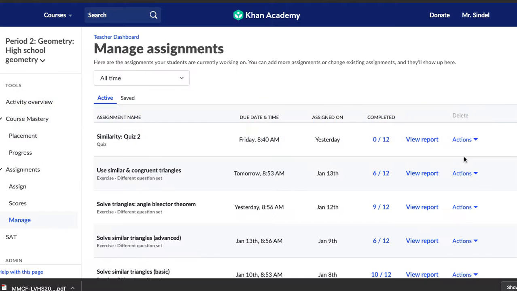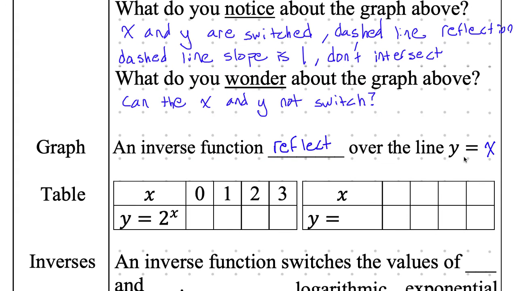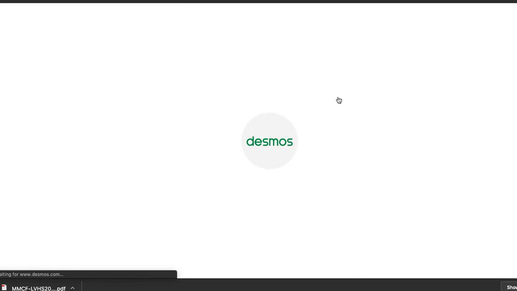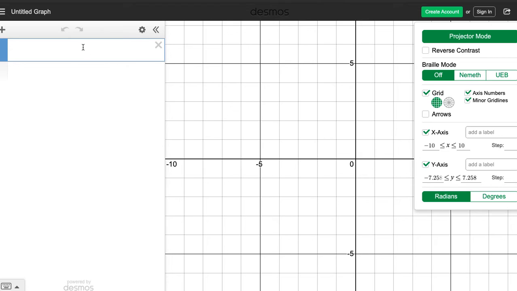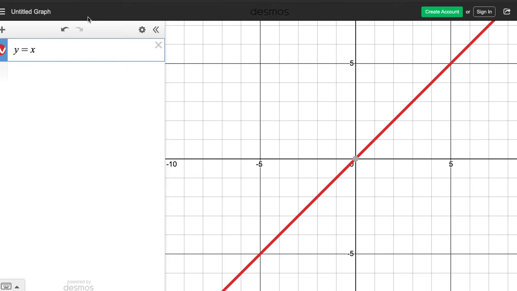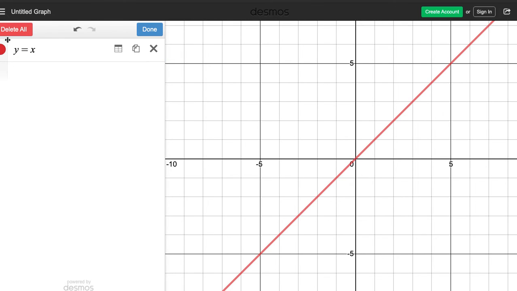So if I go over here to Desmos, I should be reflecting over the line y equals x. So let me graph y equals x to begin with. In Desmos, this is how you play with math. If I go to projector mode, y equals x, there's the line. Let me make this a dashed line so it kind of matches up with what we had. So I have a dashed line right here.